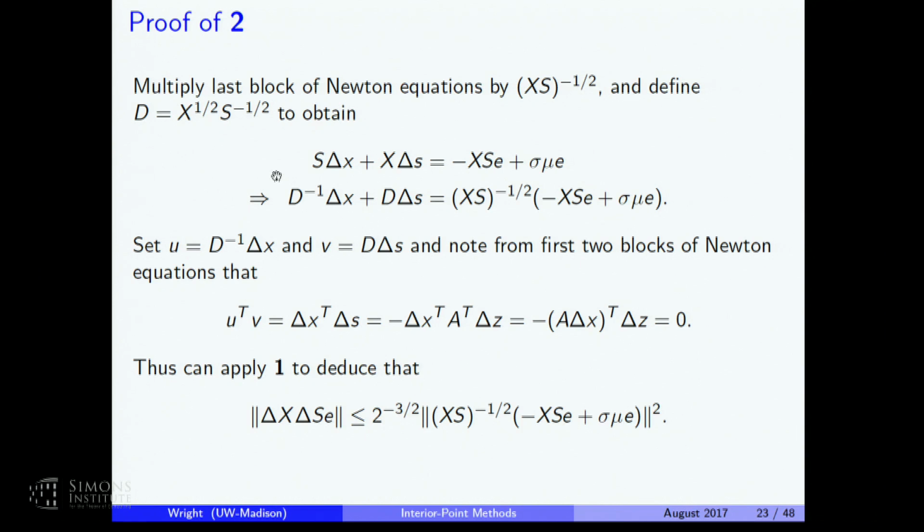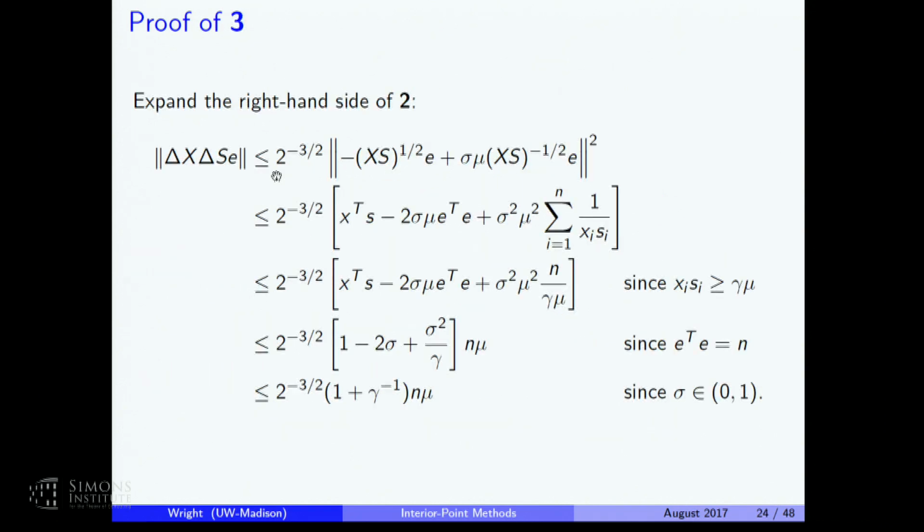It is less than or equal to 2 to the minus 3 over 2 times the norm of the stuff on the right-hand side squared. So that's a straight application of the first result. So that's the proof of the second one. Okay, the proof of the third one.